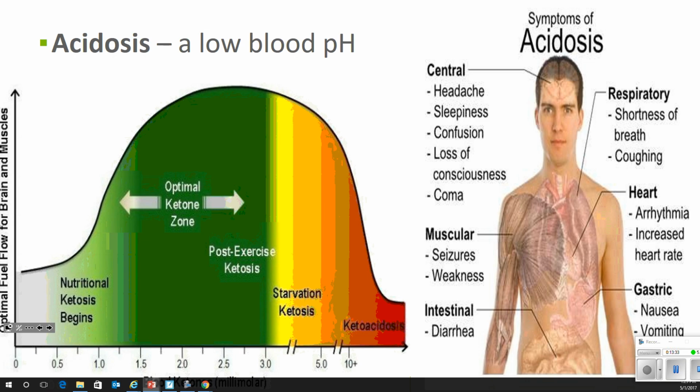So, acidosis is a low blood pH. Some symptoms there. We've got an optimal ketone zone that we want to keep going in. We've got what happens with starvation, ketosis, and if it goes too far, it goes to ketoacidosis. We've got a nutritional ketosis that starts over here. So we can be at either side for ketosis, but ketoacidosis is when we get really bad. All right?